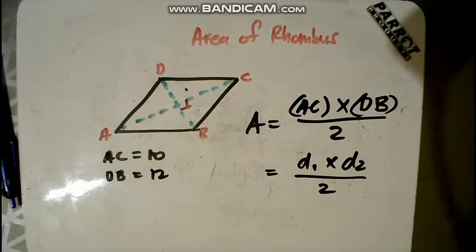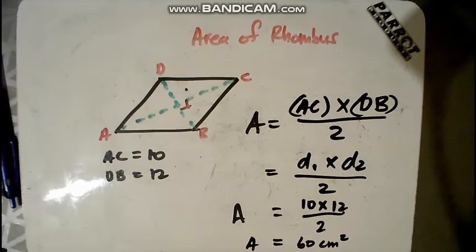Let's say AC is equal to 10 and DB is equal to 12. We substitute into the formula and solve. Right, that will give us 120 divided by 2 and that will be equal to 60. Don't forget centimeter squared, and that's how we calculate the area of a rhombus. For the kite, it's the exact same formula. The diagonals, multiply them and divide by 2. With maths, always start with a formula, 1 mark for the formula.